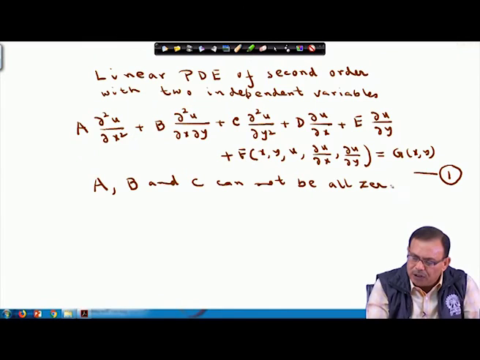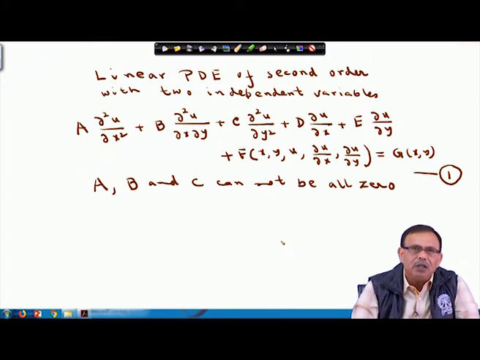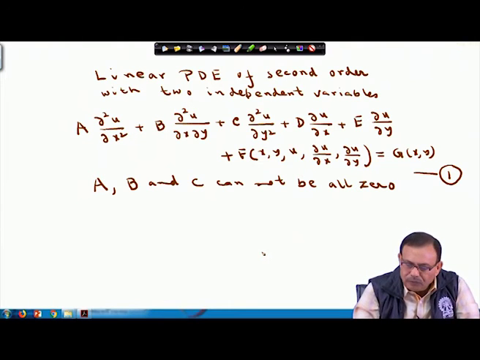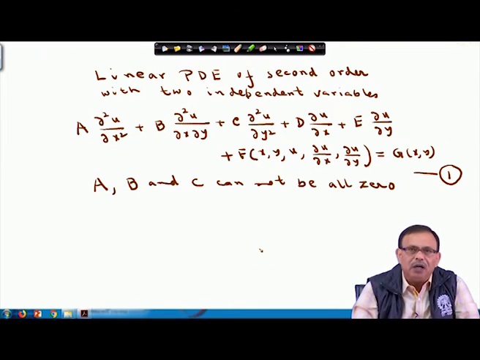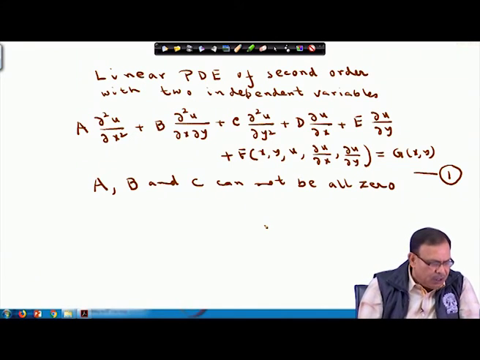If all these three are 0, then it will not be second order, because all second order derivatives vanish. Whenever I have this general equation, I can classify it depending upon the values of a, b and c. I am not going into how to classify it, because for that we have to go through the course on PDE. Here we are just giving an introduction to PDE.